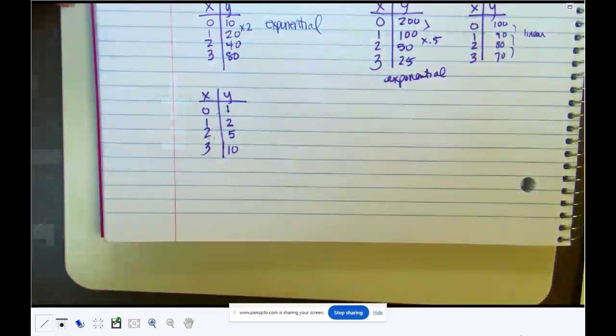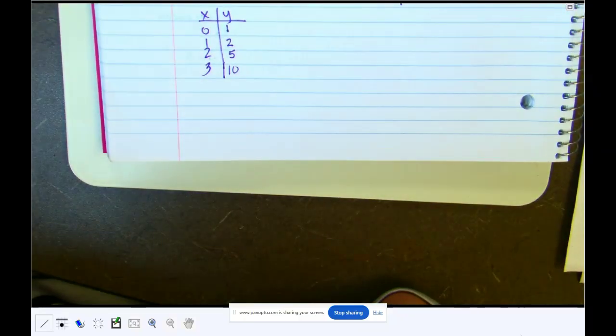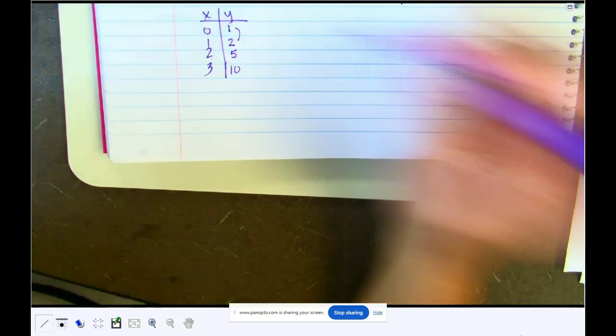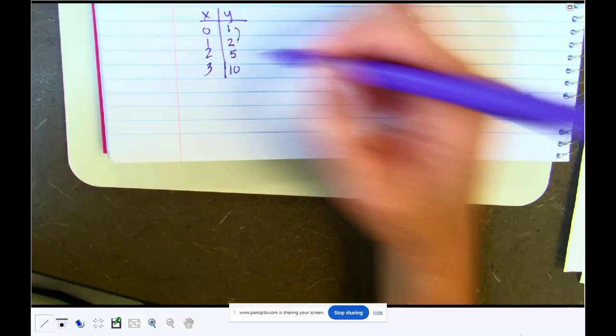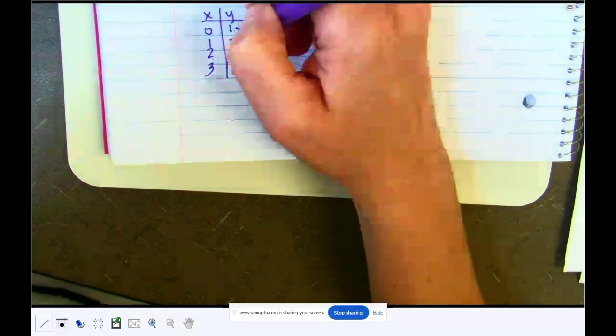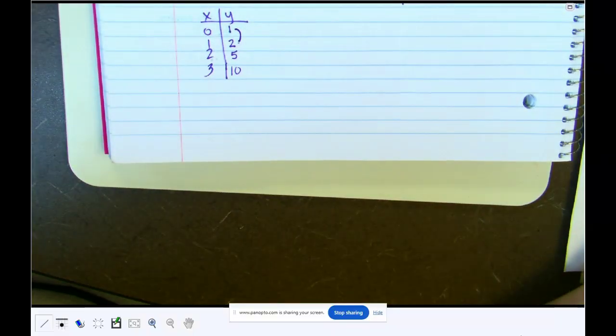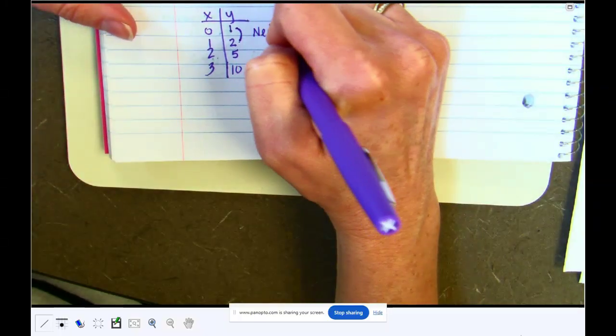Linear, exponential, or neither? What do we multiply by every time, Charlie? If you can't figure it out, it's probably not exponential. It's neither. If you're going to multiply, what do you multiply by for this first one? 2. If you multiply by 2 again, what should you get? 4. Do you have 4? No. Then it's not exponential. If it's going to be linear, you're adding 1, and then the next number would be 3. It's not that either. So this is neither.